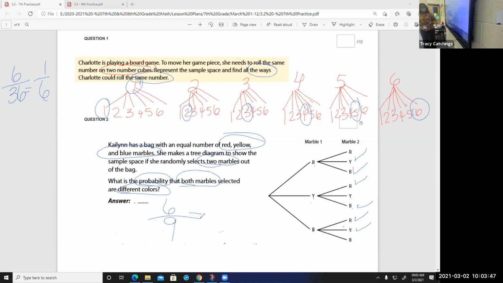Not 1. 2/3. Somebody divide it out. Check that. 2 divided by 3. 6 repeats, so 67. So then you got 67%. So there's a 67% probability that she will select 2 different colors. 67%.